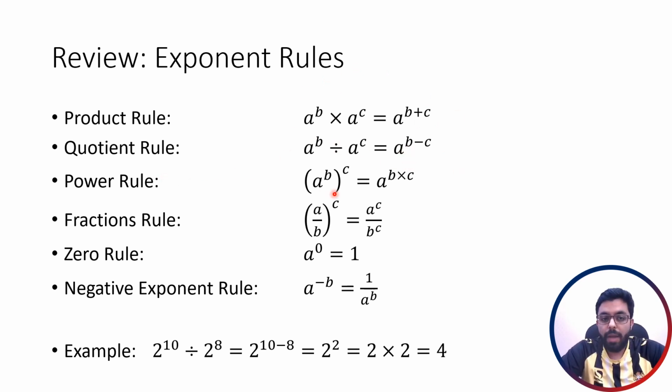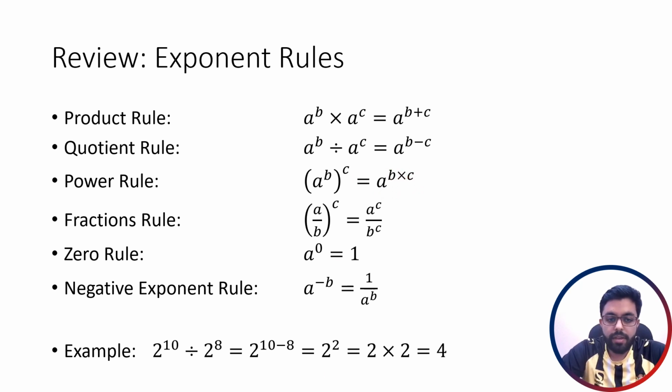The next one is the power rule, which is that if you've got a power and that entire power is raised to an exponent, like we've got this whole power sitting in the brackets here, you can rewrite that as a single power where you multiply the two exponents together.